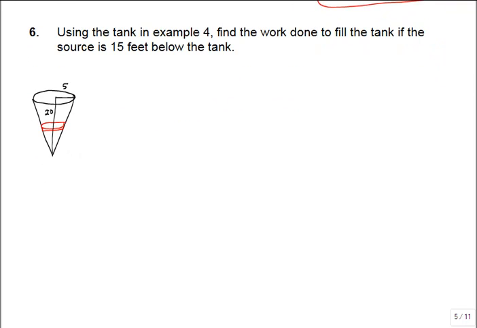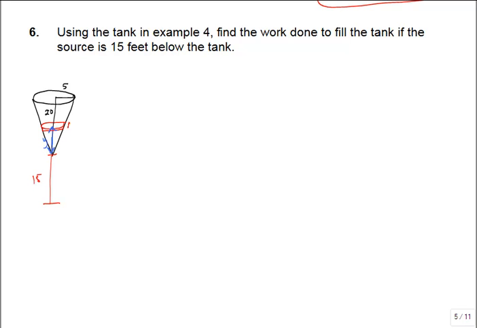All right, next example. Using that same tank again, find the work done to fill the tank if the source of this water is 15 feet below the tank. So suppose this is coming from a water source that's 15 feet below the ground. Okay, and we still want to fill this tank up. So since I'm filling the tank up, I'm going to choose my y to be from the bottom up, just like in the last example.